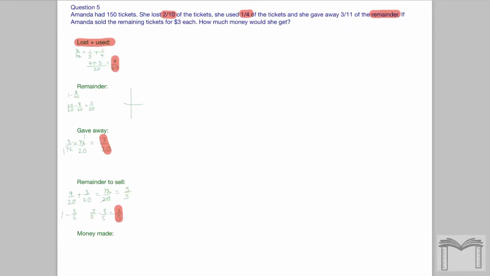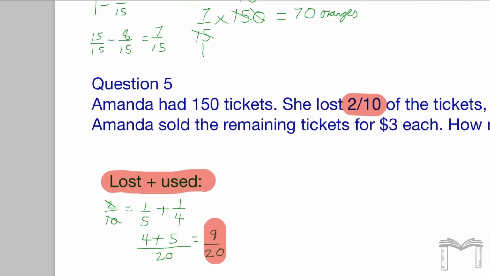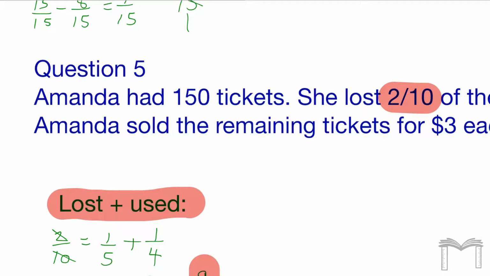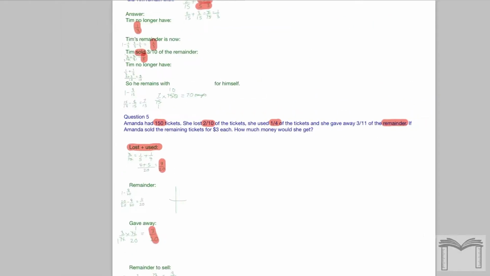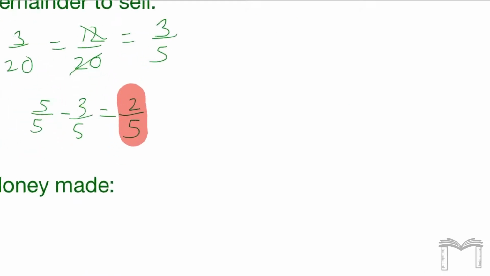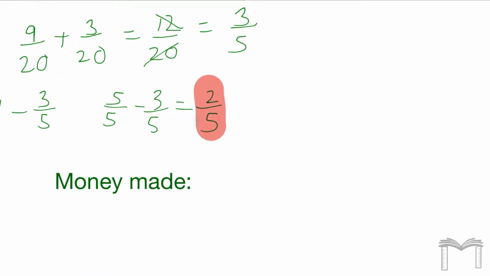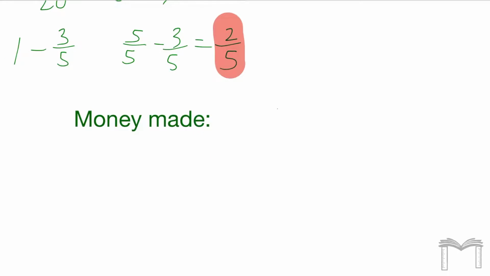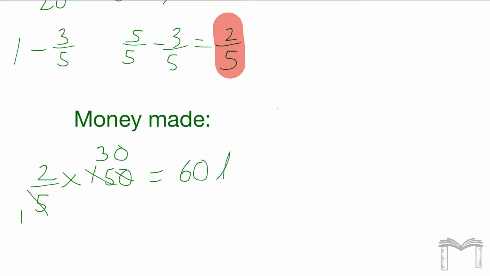Right, so it's 150 tickets. So 2/5 of the 150 tickets, that's 2/5 multiplied by 150. 5 into 5 is 1, 5 into 15 is 3. Keep the 0. 2 times 30 is 60. So that's 60 tickets to be sold.